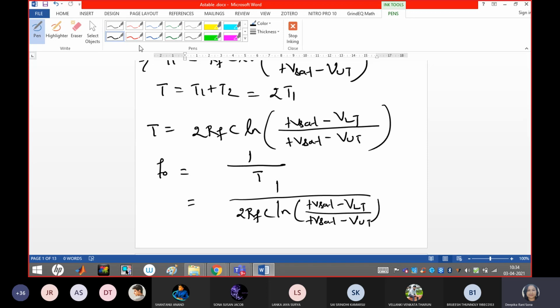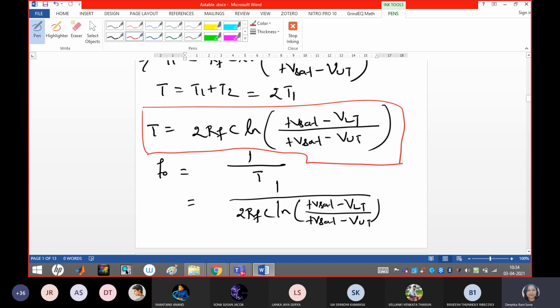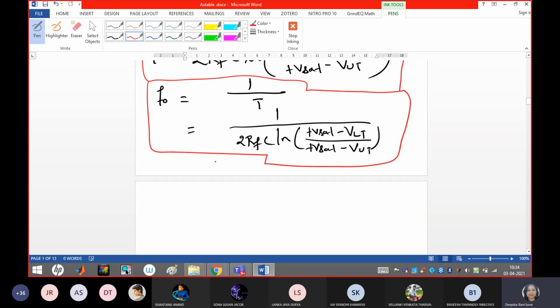I want to make a box because this is a very important formula for you. This is for time period and this is for frequency. Make a note of it. The time period as well as the frequency of oscillation of the astable multivibrator.